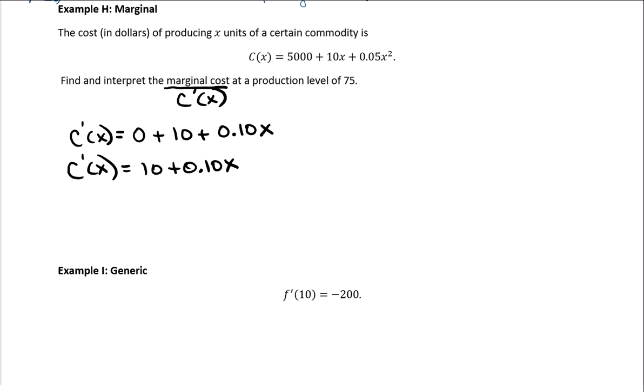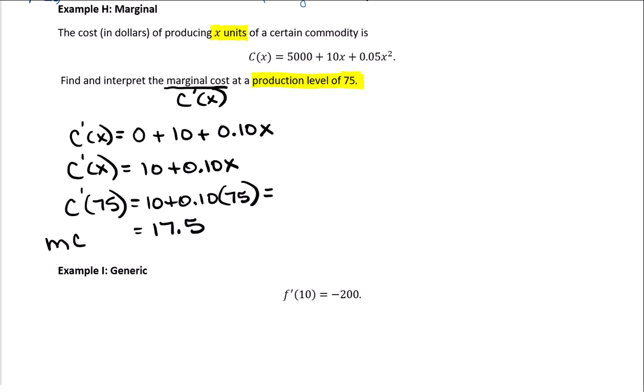Now, how did we know that this 75 is our x? Because we're producing x units, a production level of 75. We're producing 75. So if we plug in 75 in for our x, now we can write this as C prime. You may also see it as MC of 75. And that MC is standing for marginal cost.